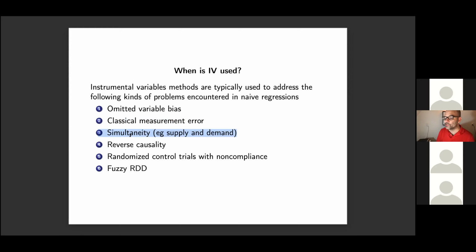Quantity and prices are determined simultaneously. You can use IV. If you have reverse causality, you can use IV. If you have a randomized control trial with non-compliance, you can use IV. And if you have a fuzzy RD, you can use IV. These are just some of the conceptual problems that make IV very attractive.